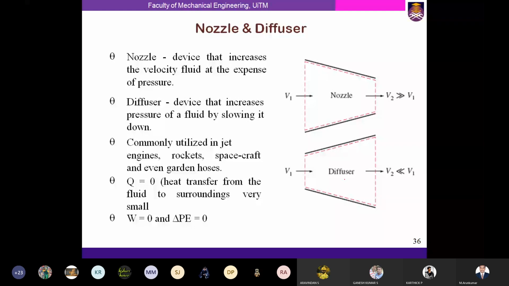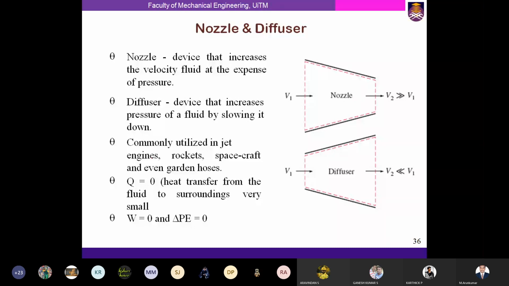The diffuser is opposite to the nozzle, so the velocity gets decreased if the fluid is passed through a diffuser. The diffuser is the device that increases the pressure of the fluid by slowing it down. So velocity will decrease, but pressure will get increased, but in the case of a nozzle, the pressure will decrease.